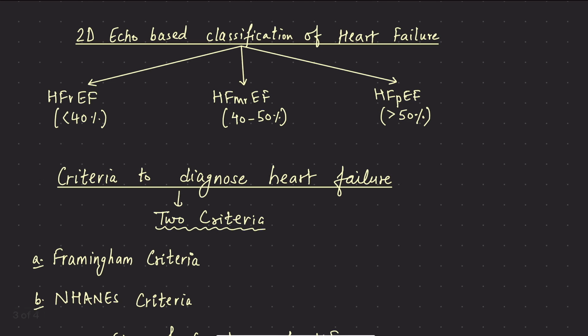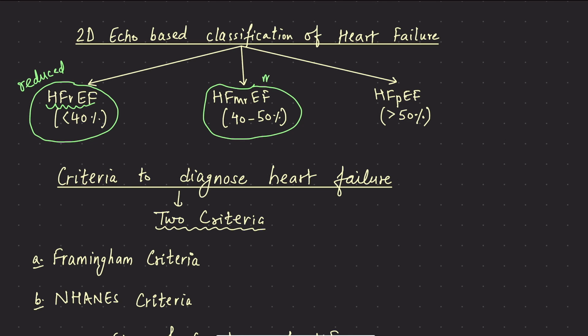Now comes the classification on the basis of echo. When we do 2D echocardiography, we basically look at the ejection fraction of the left ventricle, that is, how much blood is coming and how much is being pushed forwards. First is the reduced ejection fraction. Second is the mid-range, and third is the preserved.